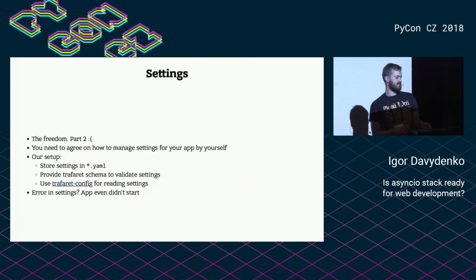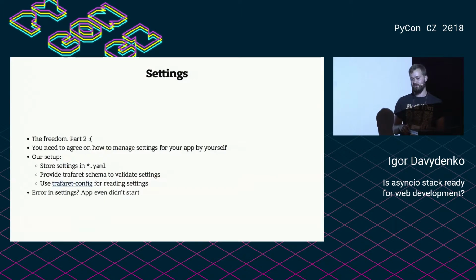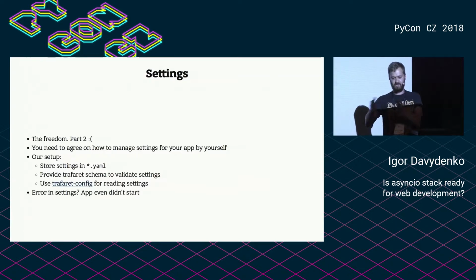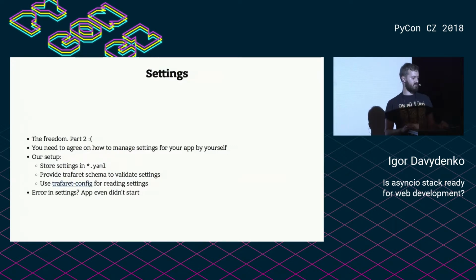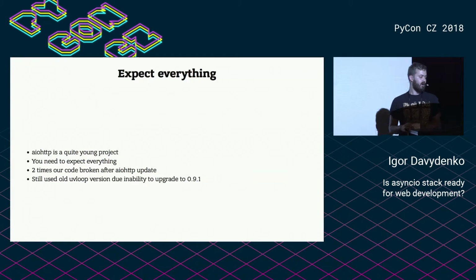Settings are the same problem. You need to choose your own way of managing settings. In Django, we have settings.py. Here we're free to do anything. In our case, we chose to store settings in .yaml files and provide a Trafaret schema for validating these settings. That means that if your settings don't match your schema, your application will not start. Pretty clever. Expect everything. Yeah, that's the point with aiohttp. You need to expect everything.